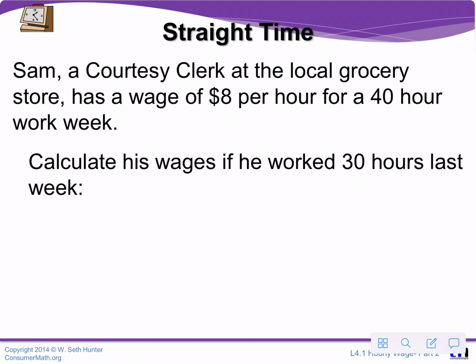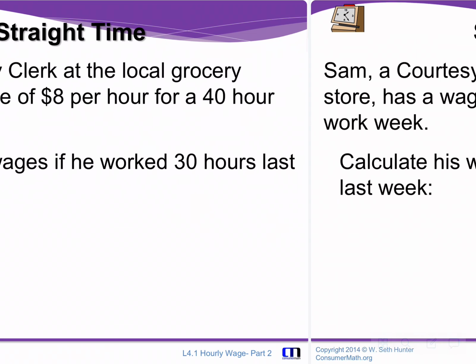Straight time. Sam, a courtesy clerk at the local grocery store, has a wage of $8 per hour for a 40-hour work week. Calculate his wages if he worked 30 hours last week.